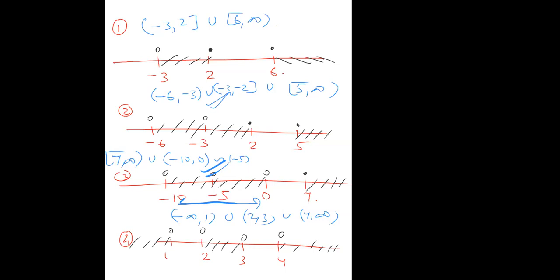Union means, in maths you say plus. In set theory we use union. The solution is this or this. Both are possible cases, right?